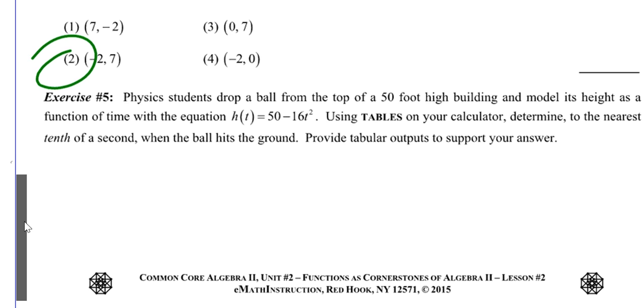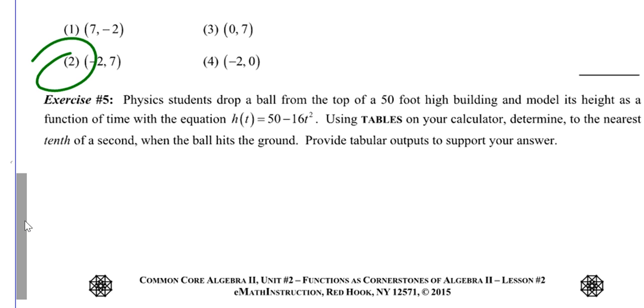Okay. This last exercise, exercise 5, is really asking you to use your calculator to set up a table to figure out dropping a ball from a 50-foot building and model its height as a function of time, so like how fast does it fall, with this equation. So I want you guys to save this one for class, and we'll make a table together, but I also want to see how many people know how to use their calculator to do this one.